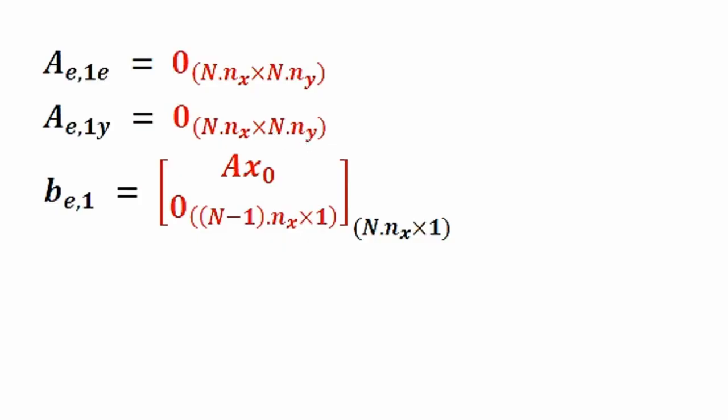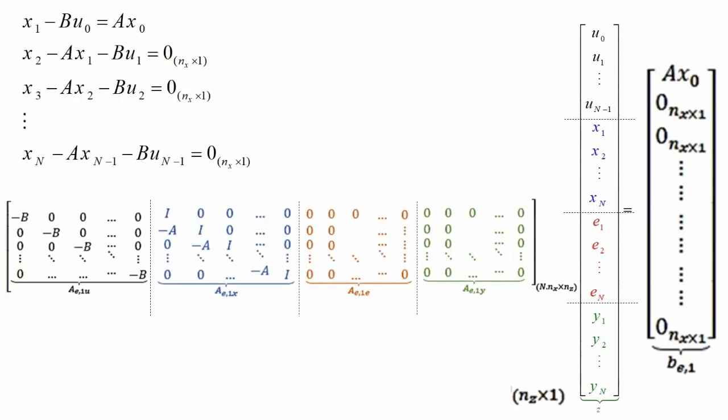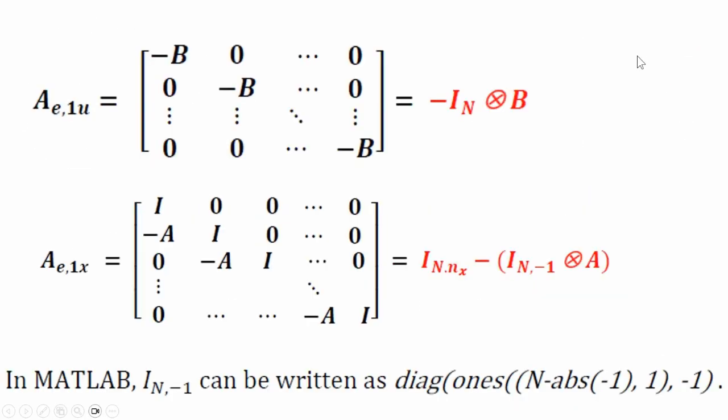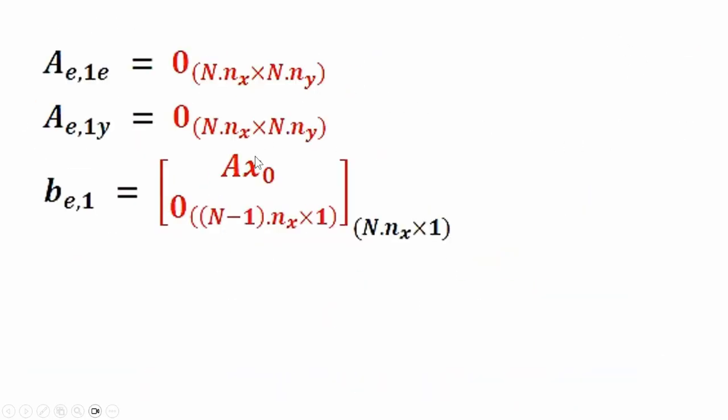Now let's see the b vector also. The b vector has A x0 and all of the remaining as zeros. A into x0 will have an x number of rows and the remaining are zeros. Thus b1 is first we have A of x0 and it has an x number of rows. This part only has an x number of rows. And the remaining is zeros, which is n-1 of it.